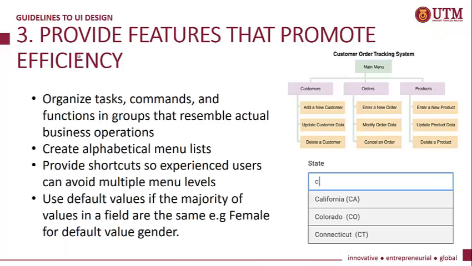The third design guideline is to provide features that promote efficiency. To promote efficiency in our design, we need to organize the tasks, commands, and functions in groups that resemble actual business operations. Then you need to create an alphabetical menu list, provide shortcuts so experienced users can avoid multiple menu levels, and use a default value if the majority of the values in a field are the same. For example, female as the default value for gender.